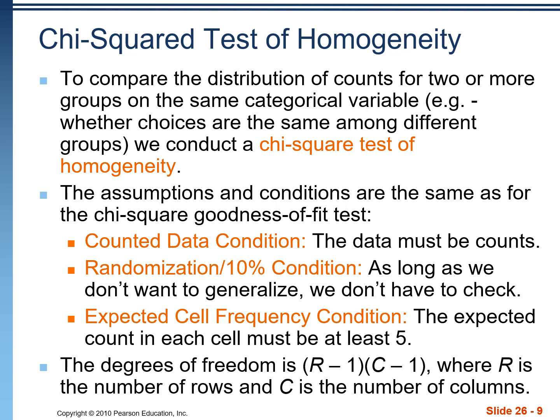Conditions: counted data, randomization, 10%, expected cell, just like the goodness of fit test. Degrees of freedom changes because we're not going to have a table with just one column anymore. This time we're going to have both rows and columns. So degrees of freedom is number of rows minus 1 times the number of columns minus 1.